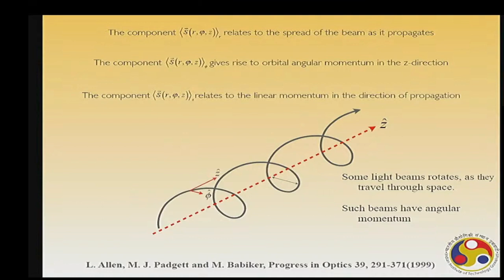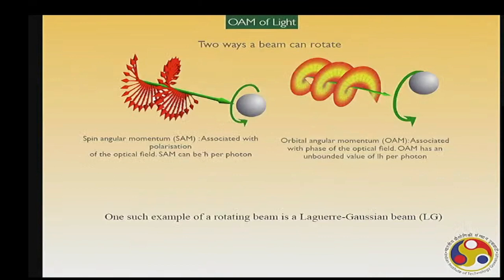So this beam can carry the angular momentum, also carries the linear momentum, and spreads as well. There are two ways a beam can rotate. One is the spin angular momentum, which you already know. When you consider a photon, it has two spin states, either positive helicity or negative helicity. Similarly, if you have a cylindrical symmetry and l is non-zero, it shows you the wavefront, how the helix can move forward along the z direction and carry the momentum. When l is equal to 1, it has one helix. If l is equal to 2, you have two helices.